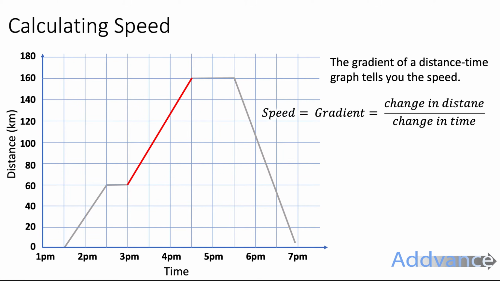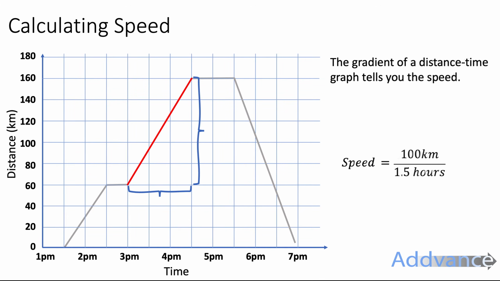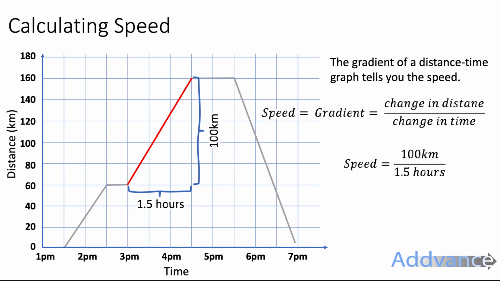The speed is given by the change in distance divided by the change in time. So, the change in time is 1.5 hours, and the change in distance is 100 kilometers. Putting those numbers in, 100 kilometers divided by 1.5 hours is 66.7 kilometers per hour. And notice the units are kilometers and hours, kilometers per hour.